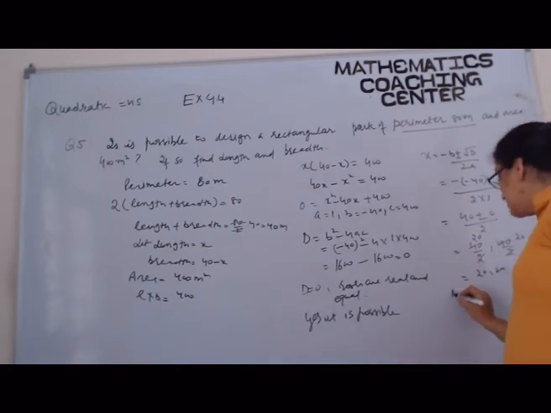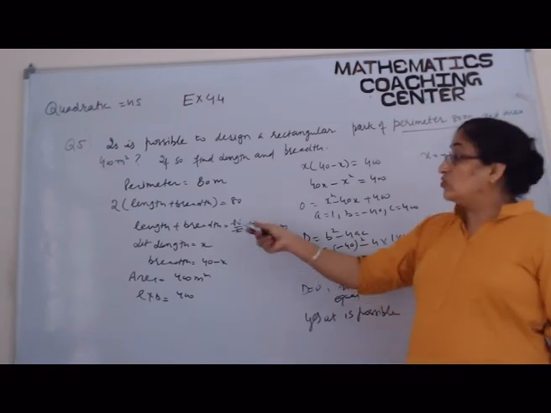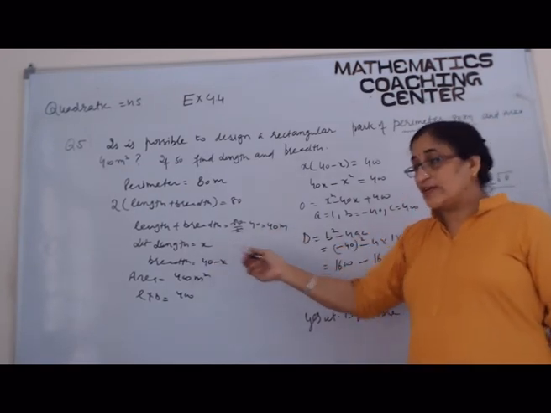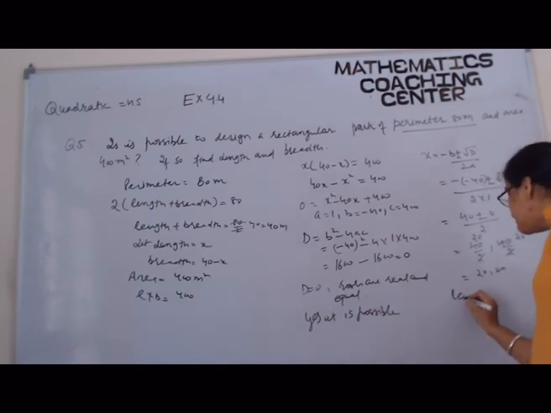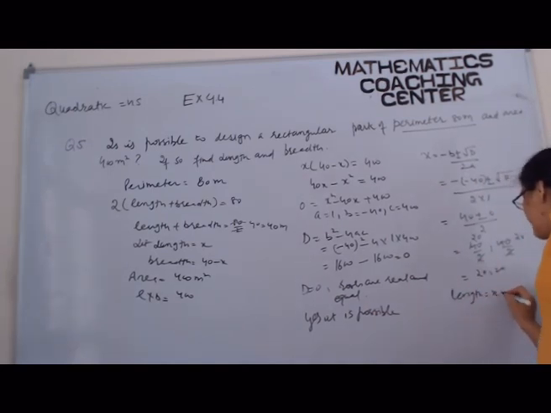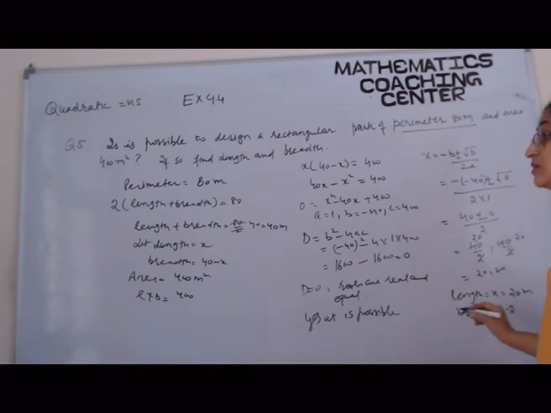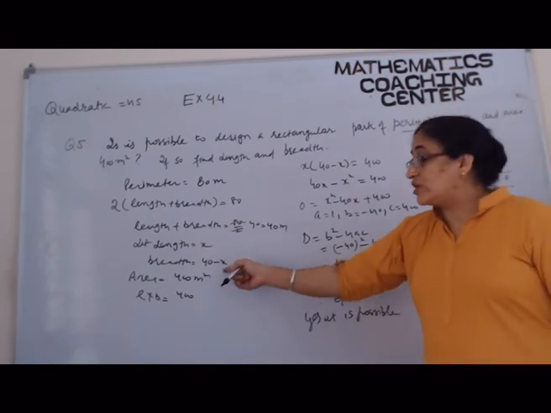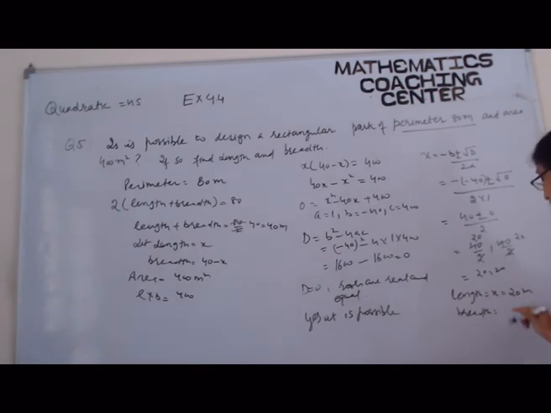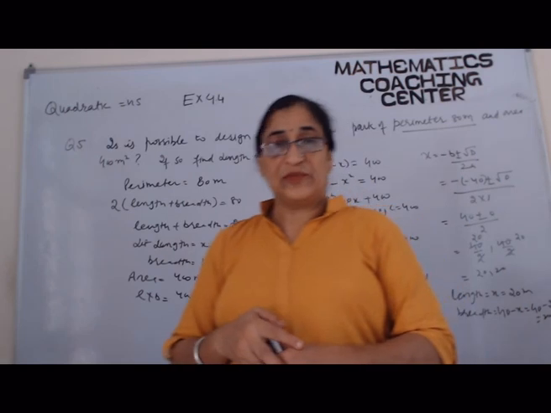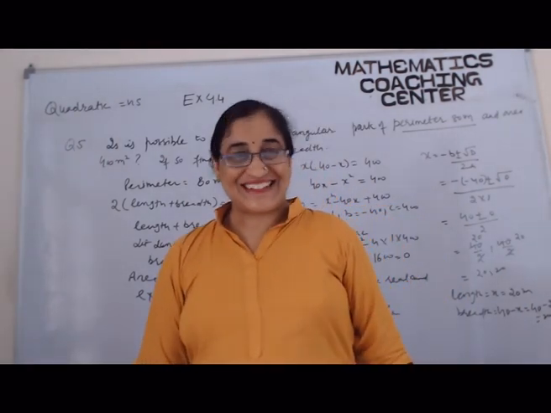So suppose that length is equal to x, that is equal to 20 meter, and breadth is equal to 40 minus x, that is 40 minus 20, that is equal to 20 meter. Hence your length is 20 meter and breadth is 20 meter. I think you must understand these questions.